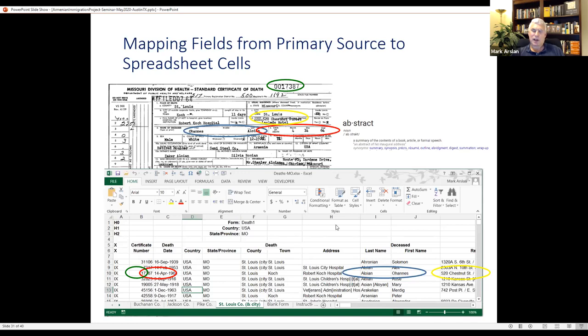So that's really the process. It's just taking information from the original record, putting it in the spreadsheet, and then providing enough information as a citation where any of you who find a family member in my database can go back and find that original record, usually on ancestry.com or familysearch.org.